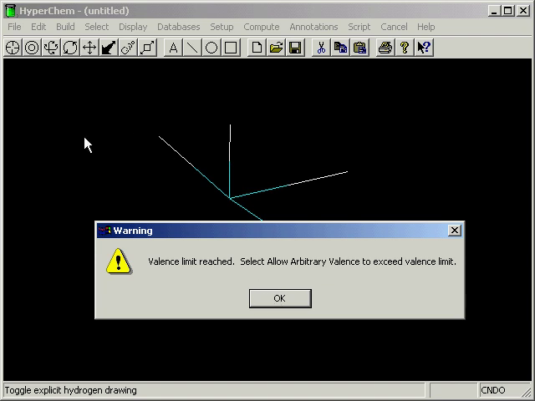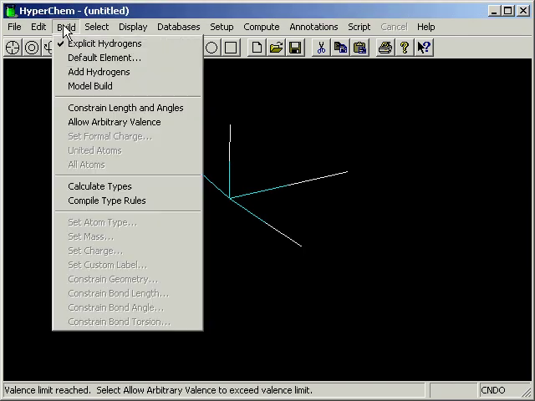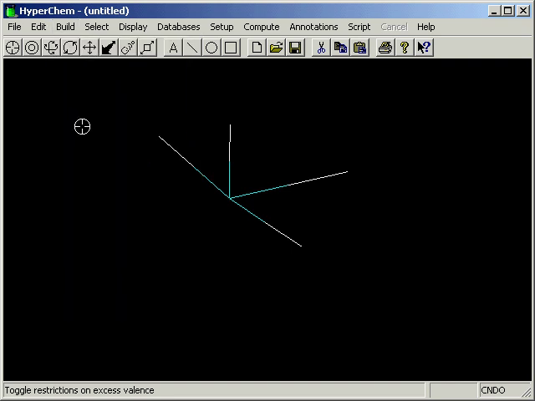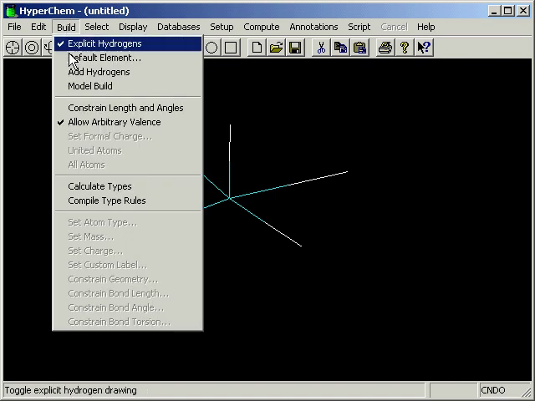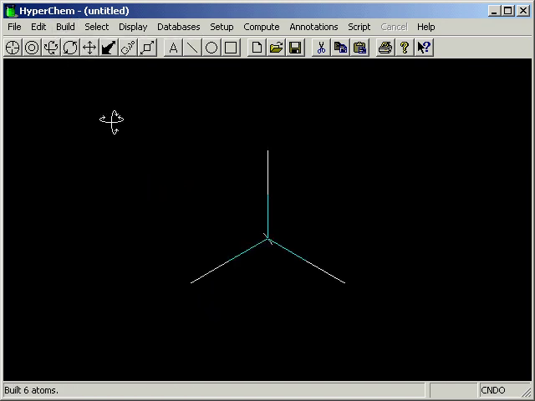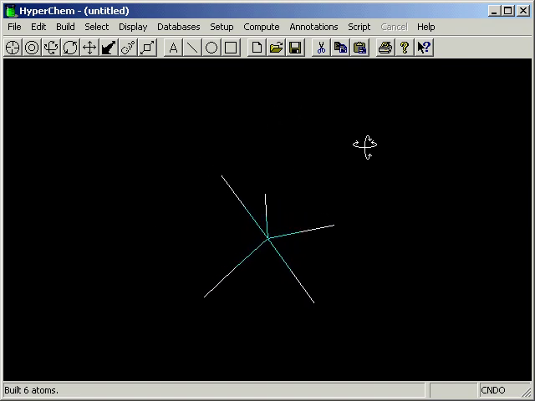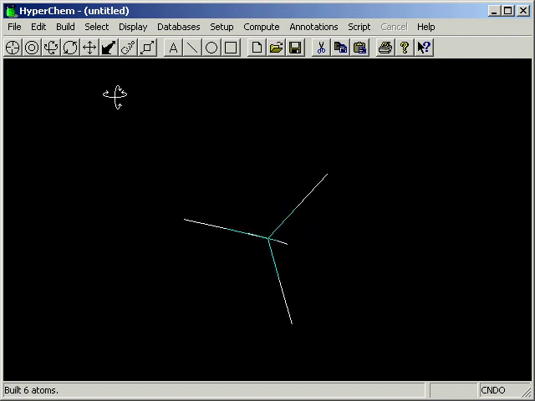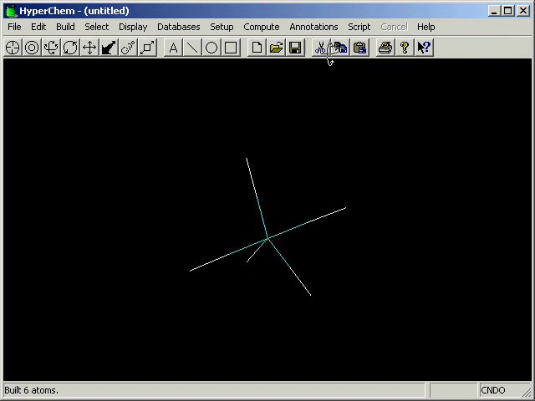This is just a check, so that in simple situations the user is warned that carbon only has 4 bonds. But we're smarter than that, so we're going to allow arbitrary valence, and then we can draw the 5. And so we have 5 bonds, and we model build that. What we get is this structure here, CH5. And in the same way, if we want to build CH3 or something like that, we probably don't want the model builder to add the hydrogens, but we'll draw them ourselves.